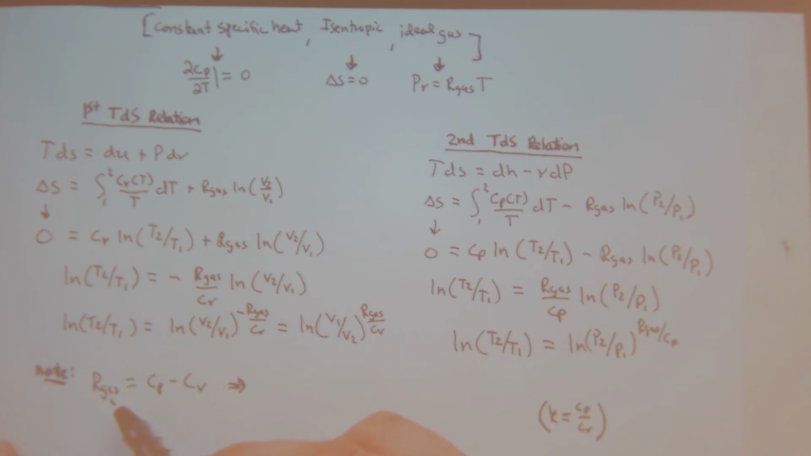So I can plug this R gas constant into here, or let's just write that out. R gas over Cv equals Cp minus Cv over Cv, which equals Cp over Cv minus 1.